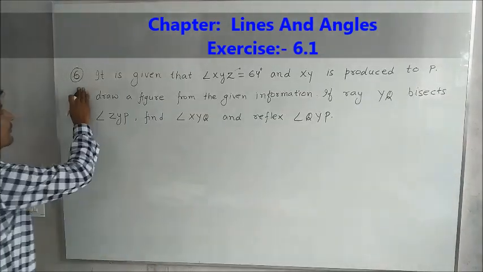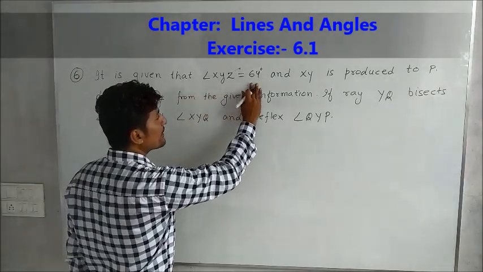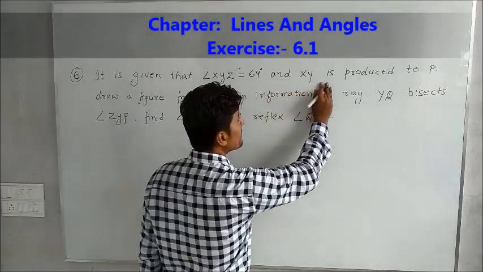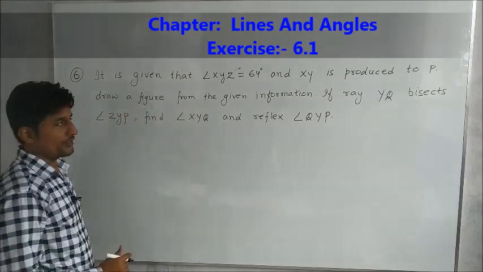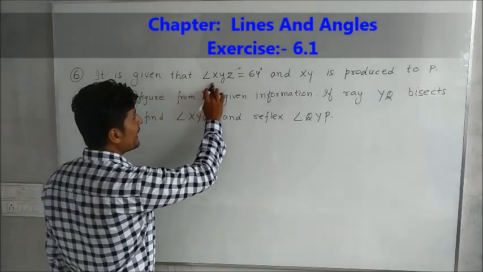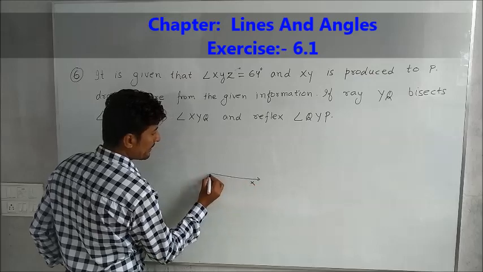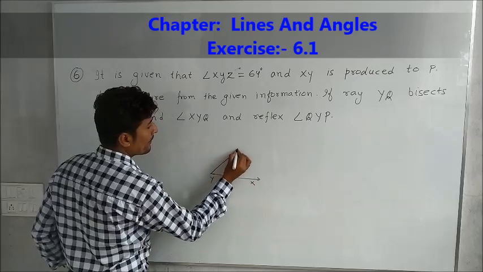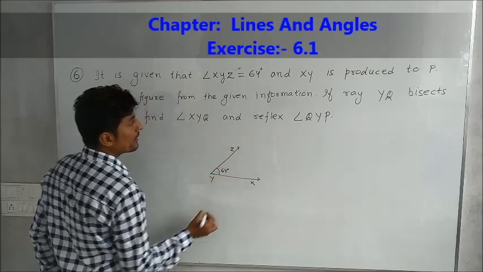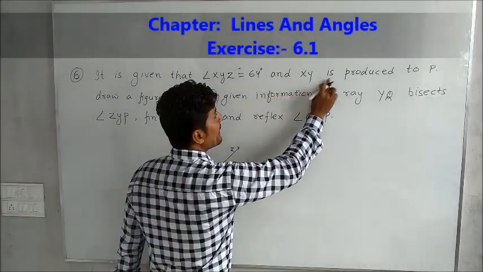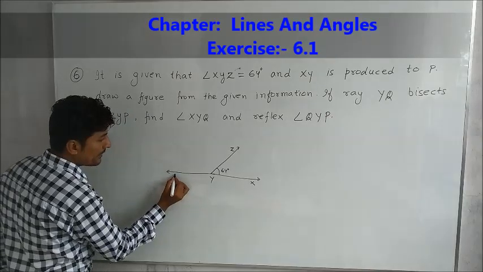Now let us see question number 6 from the same exercise. It is given that angle XYZ equals 64 degrees and XY is produced to point P. Draw a figure from the given information. So first of all, we have to draw an angle XYZ equal to 64 degrees. Suppose this point is X, this point is Y, and this point is Z. The measurement of this angle is given as 64 degrees. Next line, XY is produced to point P.